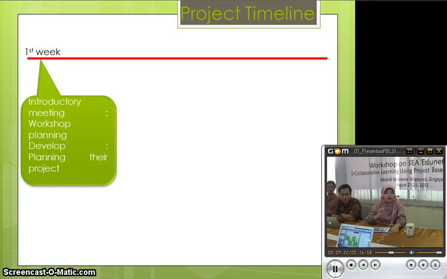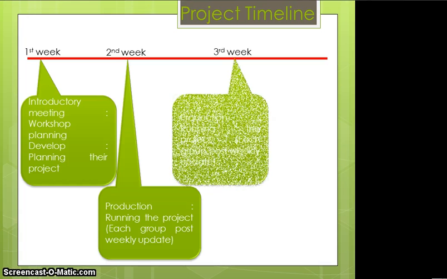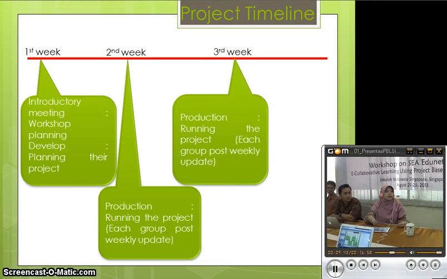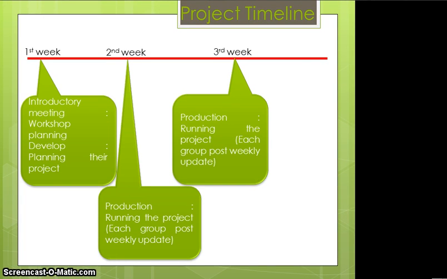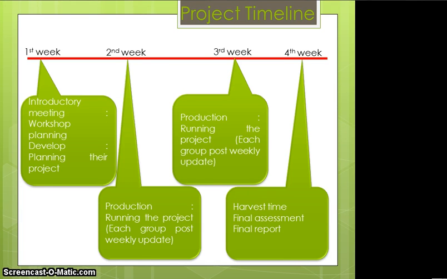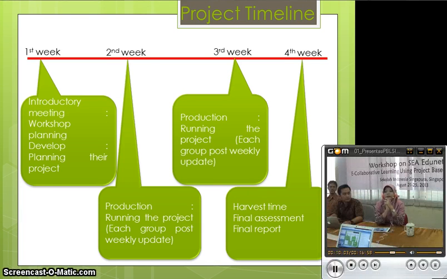After the project scheme that consists of other subjects, you can see the project timeline. We have 4 weeks. In the first week, we introduce and arrange our introductory meeting and a workshop planning, where they plan their own project. In the second week, the production, they run the project and post their updates weekly. The third week, they keep doing that and write a report. The fourth week is probably harvest time and the final assessment, of course, and they have to collect their final report.